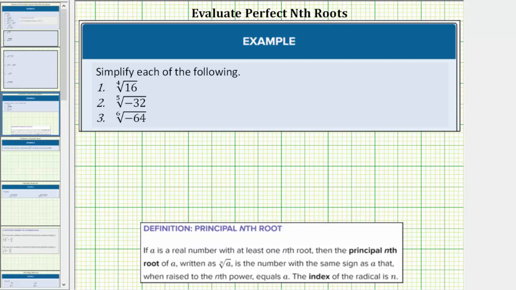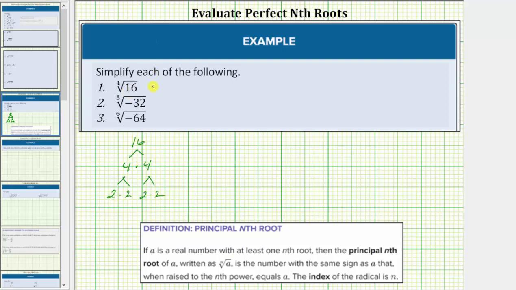If we're not able to determine what real number raised to the fourth power equals 16, it's helpful to look at the prime factorization of the radicand. So for number 1, let's begin by determining the prime factorization of 16. 16 is equal to 4 times 4. 4 is equal to 2 times 2.